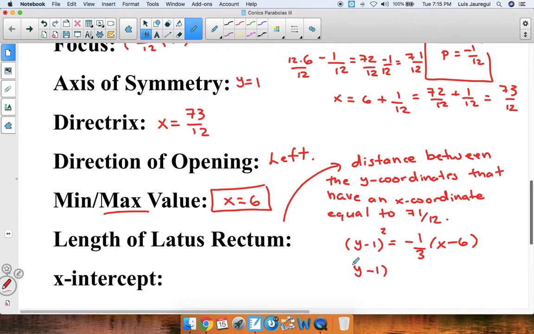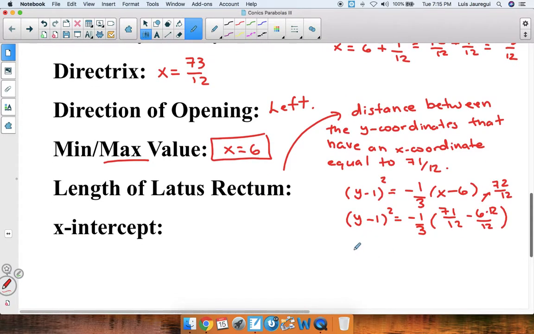(y − 1)² = −1/3 (71/12 − 6). And if you multiply 6 by 12 over 12 to get the same denominator, we realize that this is 72/12. So you can get the equivalent equation, (y − 1)² = −1/3 (71/12 − 72/12), which gives you −1/3 times −1/12. Multiplying, a negative times a negative becomes a positive. You get (y − 1)² = 1 times 1, which is 1, over 3 times 12, which is 36.